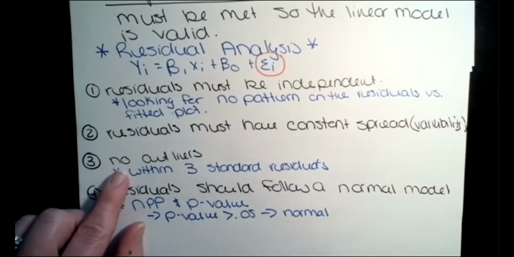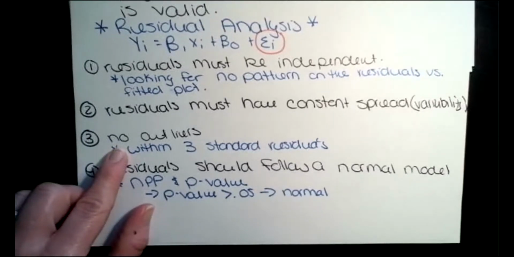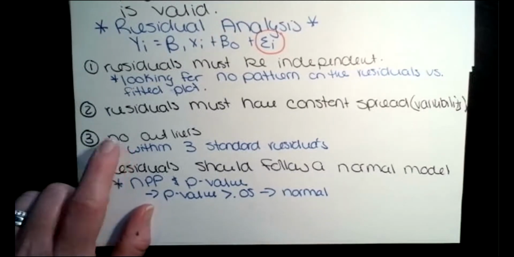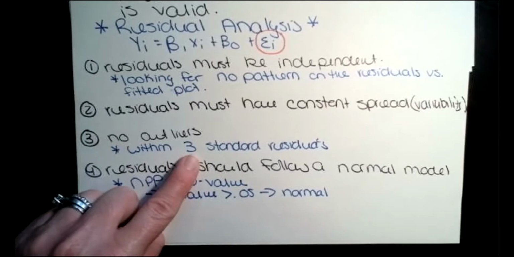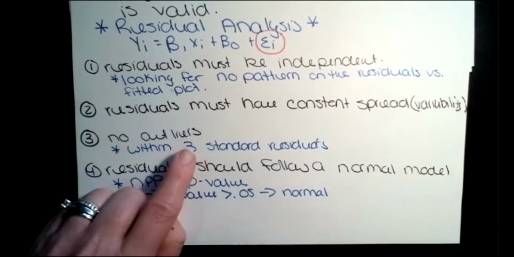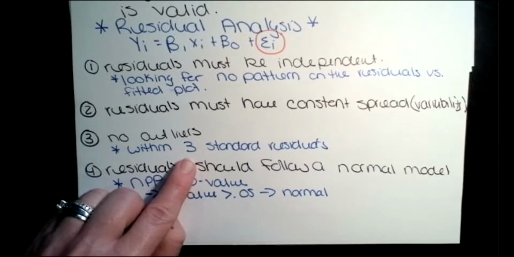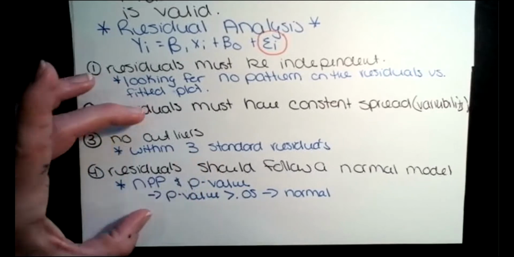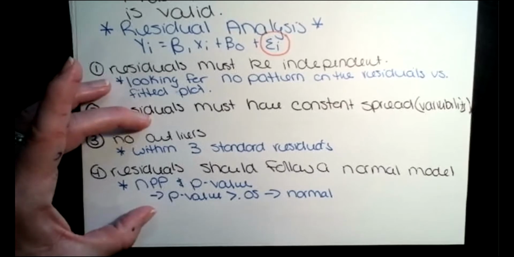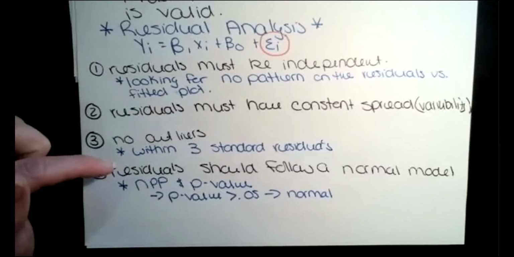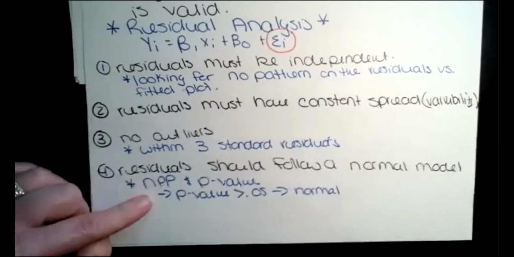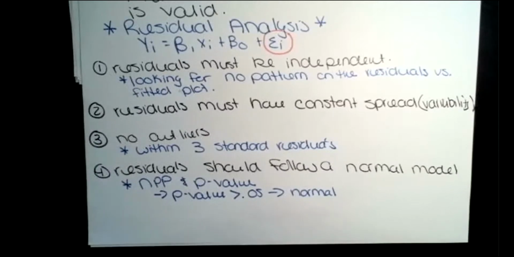And we'll look at this more. It's okay, this is just the first day of this. And then no outliers. We want to stay within 3 standard residuals. You'll see on the plot where +3, -3 is. You want them in between those 2. And so that's an easy visual. And then here, just our NPP p-value greater than 0.05.